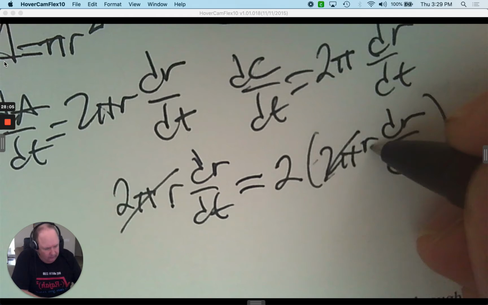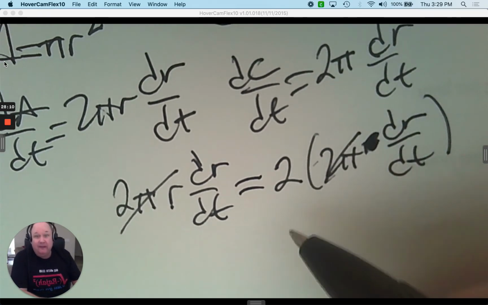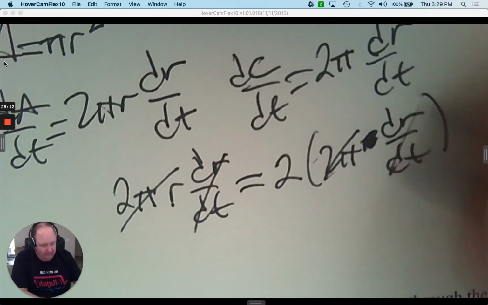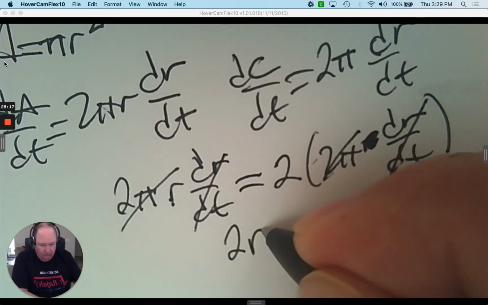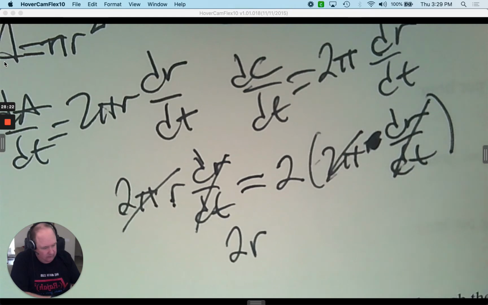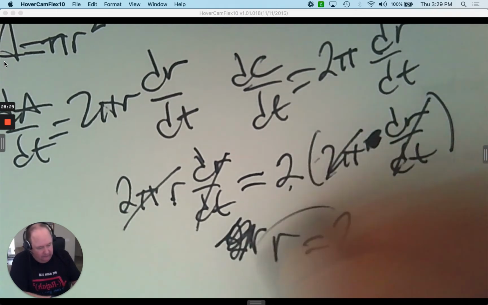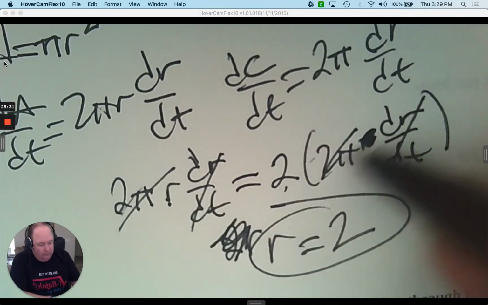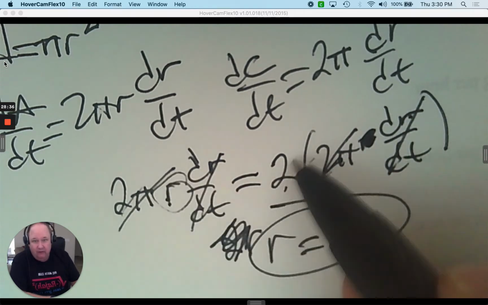Why is there an r there? There should not be an r there. Okay, so 2 pi divides out. What else do they have in common? dr/dt divides out. So all that leaves me with is 2r equals 2r, that just leaves me with r is equal to 2. That's all that's left. So the 2 pi's divide out, the dr/dt divides out. That leaves me with r is equal to 2, and I have my answer.